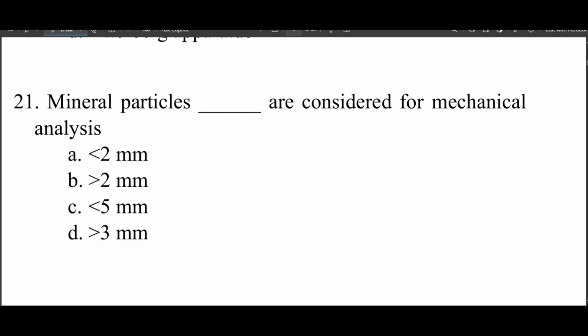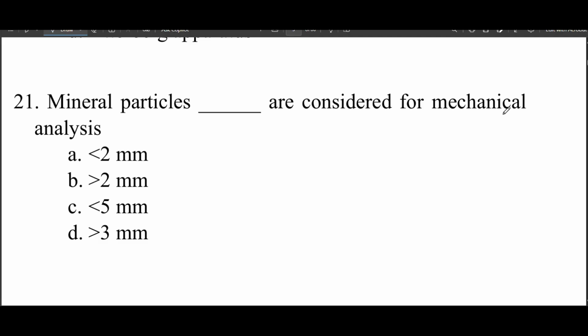Let's continue the questions. Next question: mineral particles of dash are considered for mechanical analysis. So we know what a mechanical analysis is. It is a procedure by which we separate the soil particles into sand, silt and clay. We can finally know which kind of soil texture it is. In that quantitative analysis or mechanical analysis, which mineral particles will we consider?